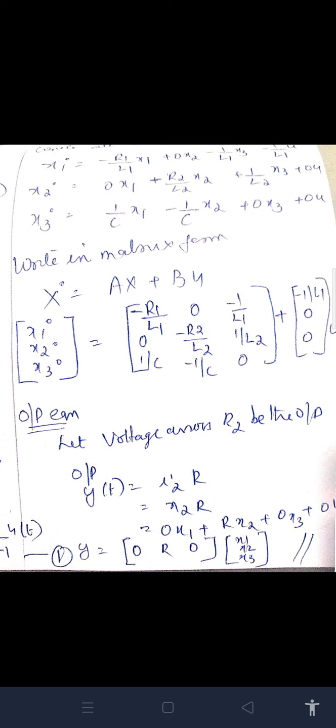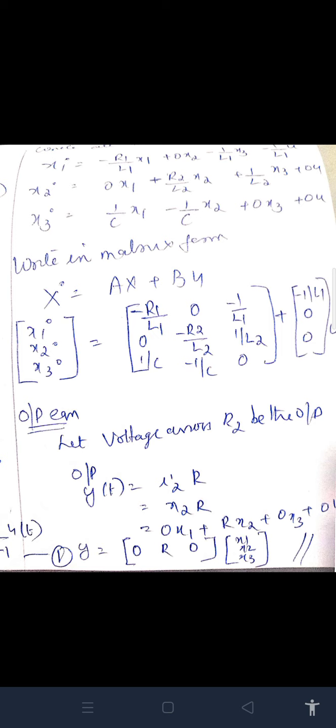Now we have to write the output equation also. Output equation we can choose. You can choose the output according to your convenience unless specified. So here we will choose voltage across the resistance R2. So I2 into R2. Here I have written R. You can write R2. I2 into R2. I2 is x2. So output is x2 into R. So output is depending only on x2, the second state variable.